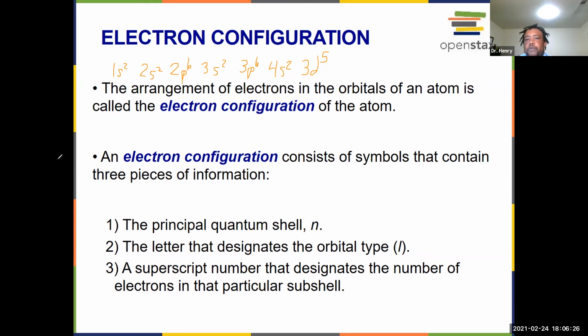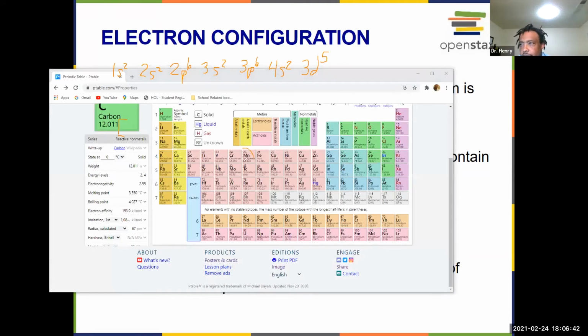Or we could do it the short way, where we take the core, which would be the noble gas that is closest to that particular element. So in the case of manganese, you have manganese right here. The nearest noble gas before it would be argon. So then it would be argon 4s2 3d5. Okay, piece of cake. Mm-hmm. Yeah. Okay.